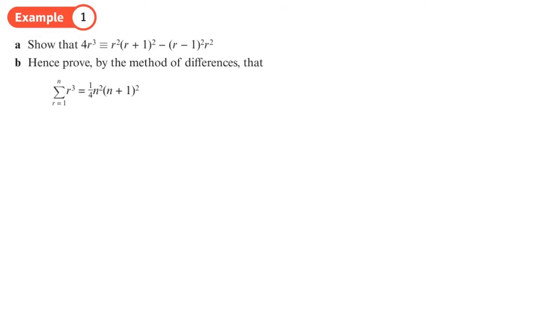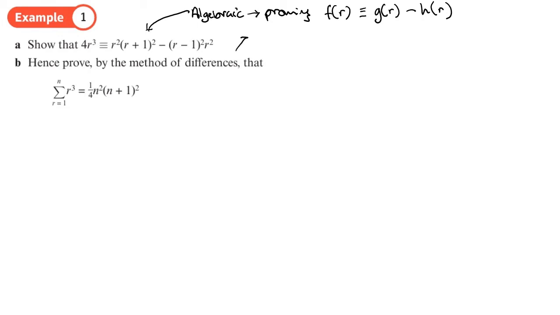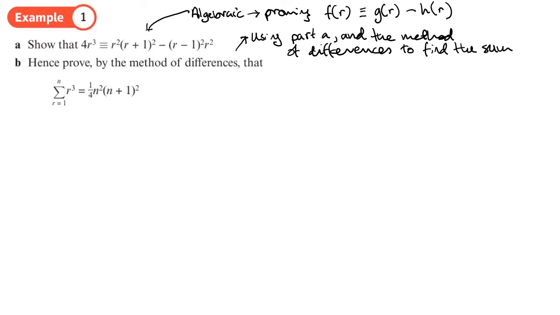So, first example, you'll notice on all of these questions that we do, there's a pattern in that part A is normally the algebraic part of the question, where basically you're proving that one statement equals another. So some single expression is equal to an expression which is the difference of two things. And part B is using part A. So in part B, you're using part A and the method of differences to find the sum of the series. Right, so let's start with part A.